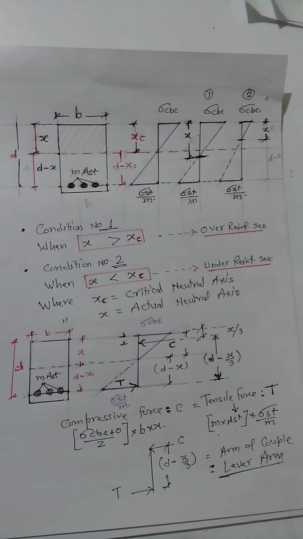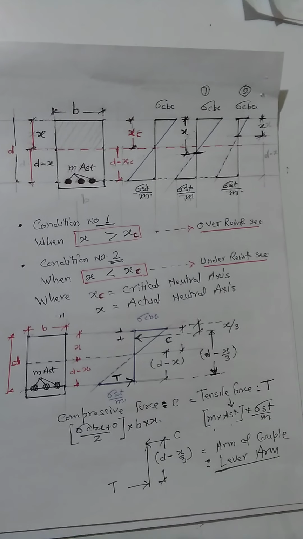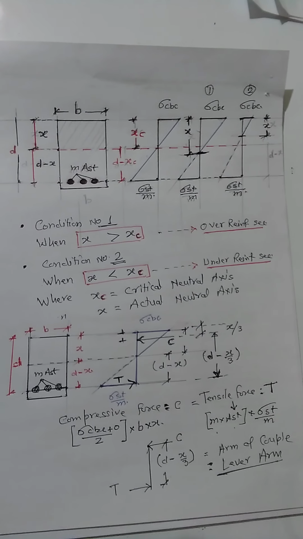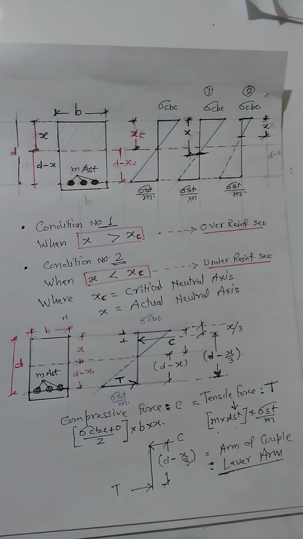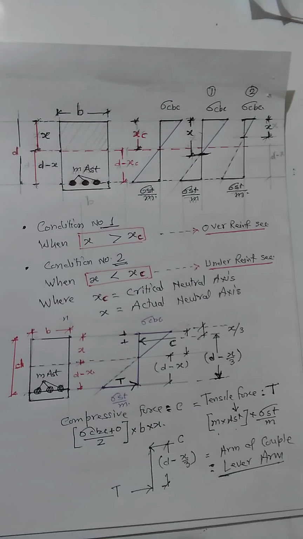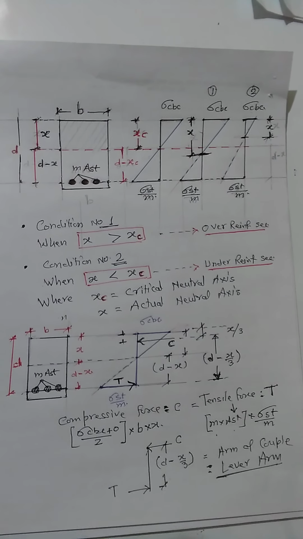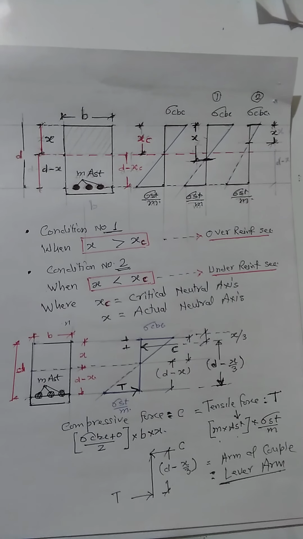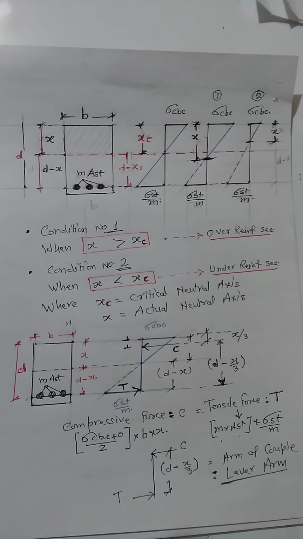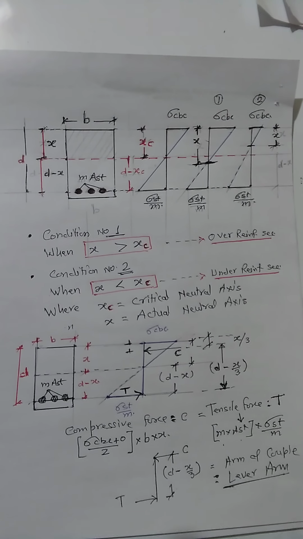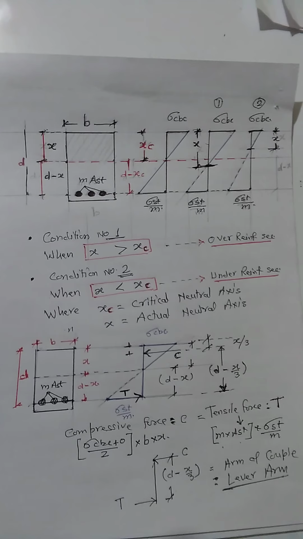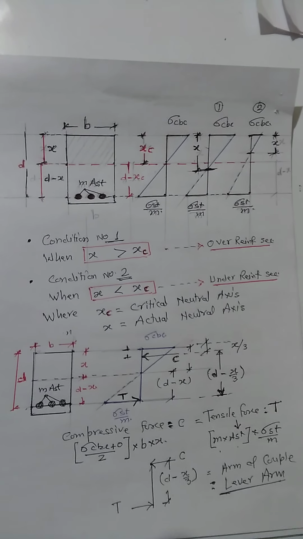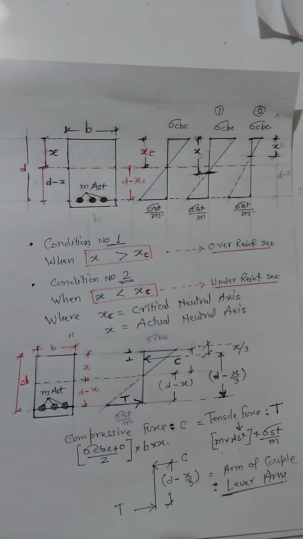In our previous lecture, we have seen how we can find the actual neutral axis and the critical neutral axis. The actual neutral axis can be calculated by using the formula bx square by 2 is equal to m times Ast into d minus x. And the critical neutral axis can be calculated with the constant k times d, and k can be calculated as sigma cbc upon sigma cbc plus sigma st upon m.